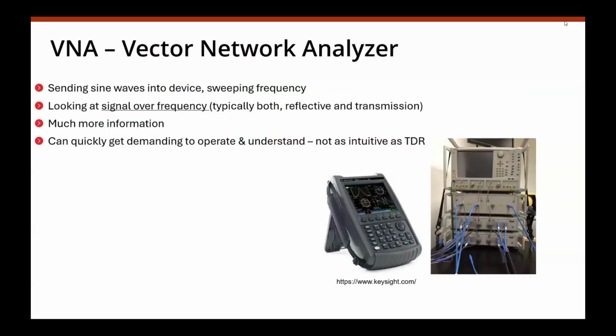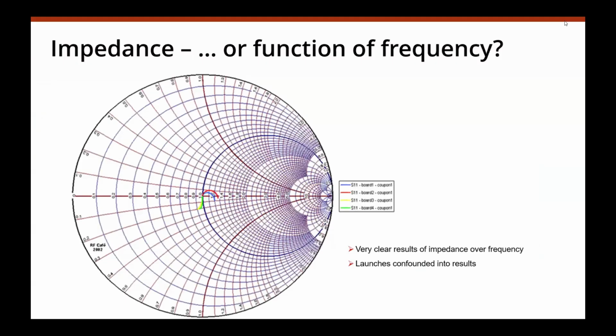So what you basically do is you send sine waves into the coupon, and you look not at signal over time, but at signal over frequency. And what that means is you get information according to frequency, but you can't really distinguish regarding location along the trace. So impedance in that case is a function of frequency, not a function of distance. This is another of the charts used with VNAs. That's a Smith chart. It helps you, that's the red, blue, yellow, and green curves. It tells you how impedance is changing over frequency.